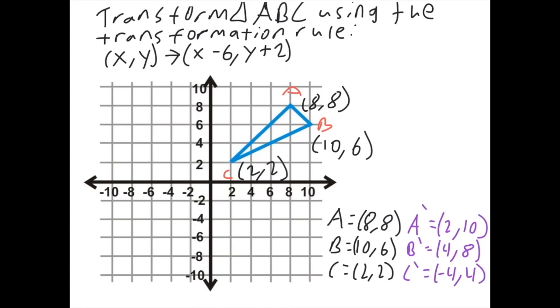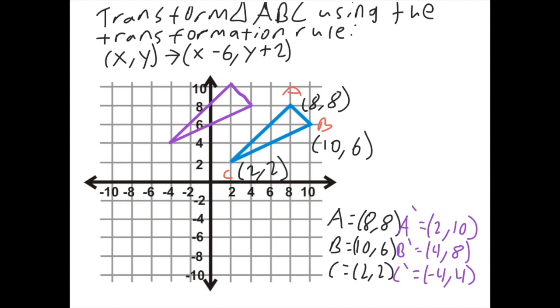So now we plot those on our graph to make our image. So we plot those 3 points and then draw our triangle. And now we have our translated triangle. See, it looks exactly the same, but it's just moved. And finally, we'll label our points A prime, B prime, and C prime.